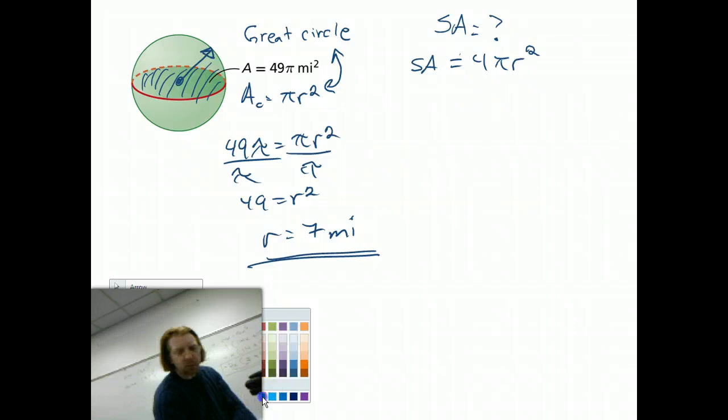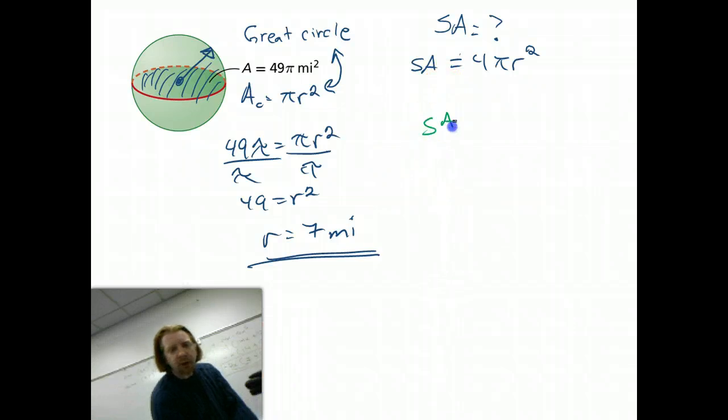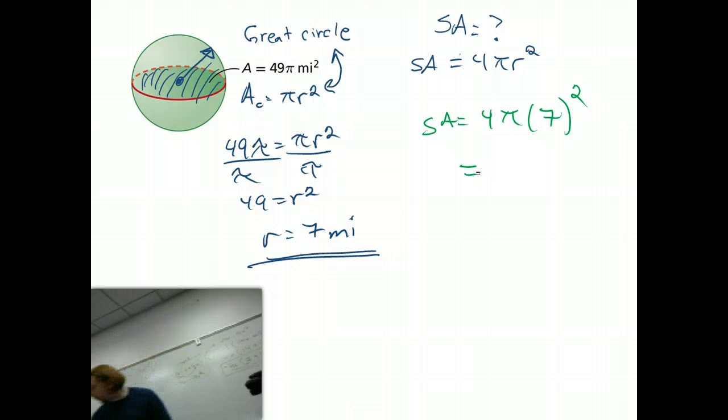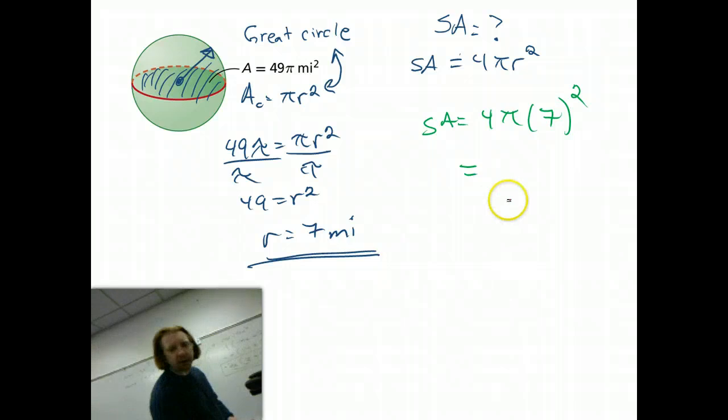Now I can turn around and say, oh, okay, so now surface area, boom, pop over here. Surface area is going to be 4 times pi times 7 squared, which is 49. 49 times 4, 196.